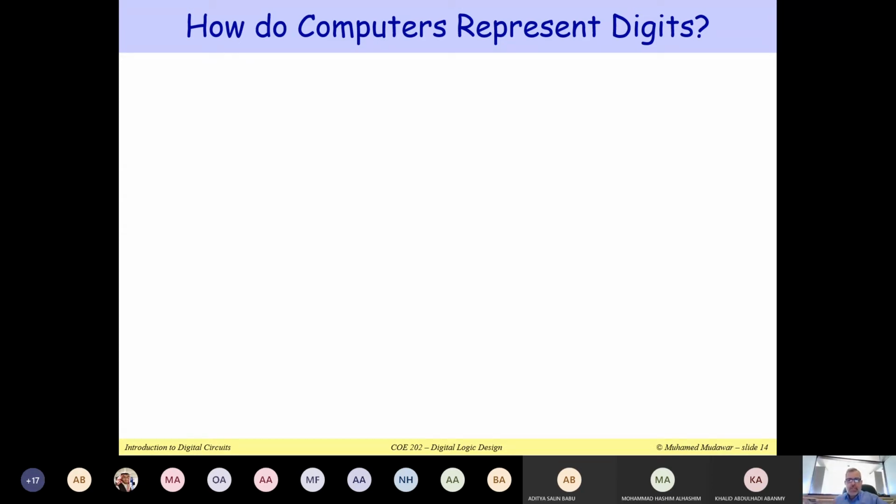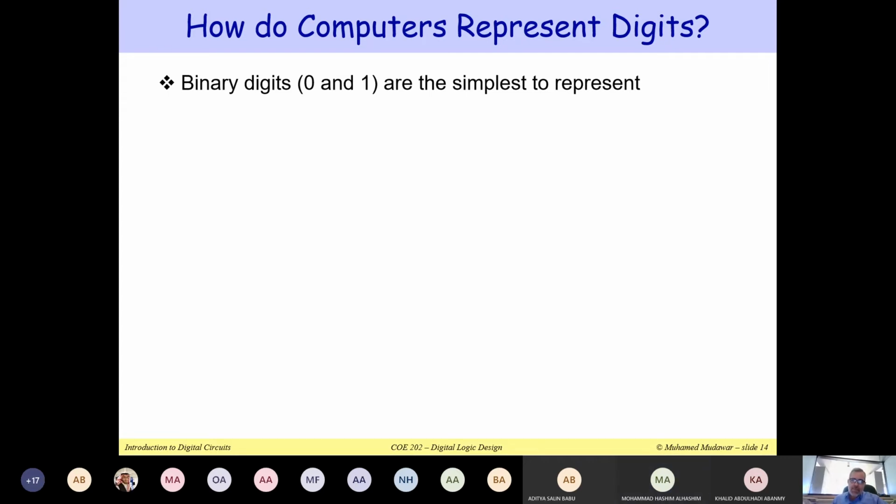But how do computer systems represent digits? Any idea? Zeros and ones? Exactly, in binary. So we only need 2 digits. Now, we human beings use 10 digits from 0 to 9. We are used to the decimal number system. With a combination of zeros and ones, we can actually represent anything. We only need 2 digits.